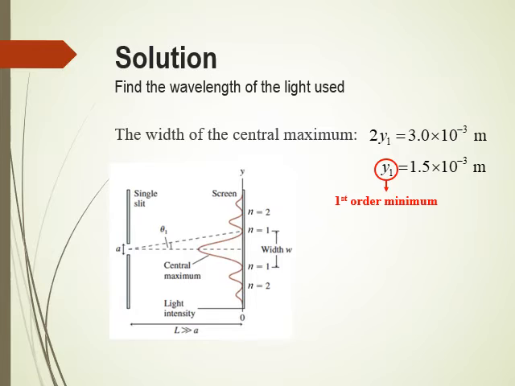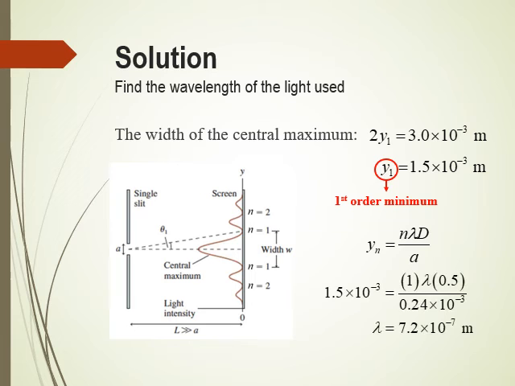So now that you know this question involves the first dark fringe, let's apply the equation. y equals n lambda D over a. Substitute the values into the equation and lambda is equal to 7.2 times 10 to the power of negative 7 meter.